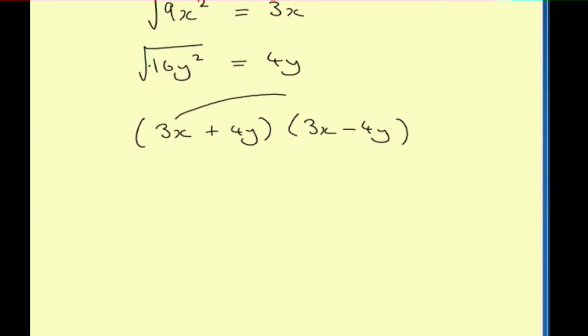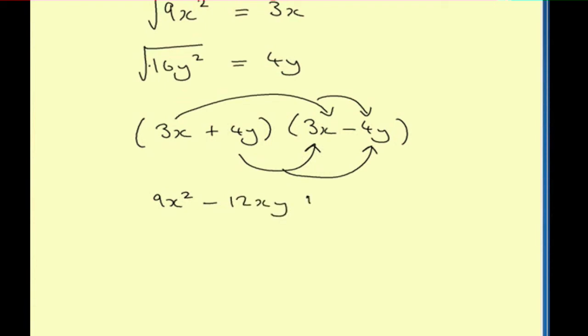So just to expand to test, we get 9x squared minus 12xy plus 12xy minus 16y squared. That will cancel out the minus 12xy and the plus 12xy, so we're left with 9x squared minus 16y squared.